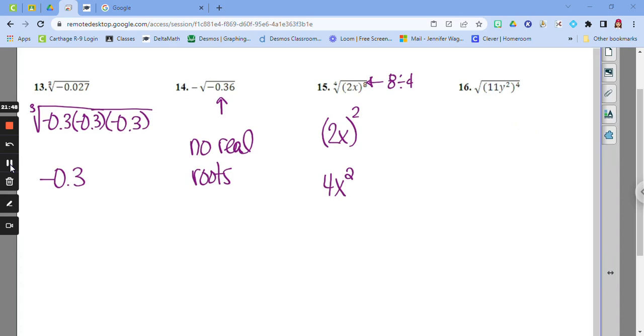So just like on 16, I don't need to do anything with the inside of that. I just need to take this 4 and divide it by the index of 2. So I have 11y squared now, which is 121y to the 4th. Use your properties of exponents, which is what we're doing when we take the exponent and divide it by the index. Don't put extra work on the stuff. So when you see exponents like that, use those properties.